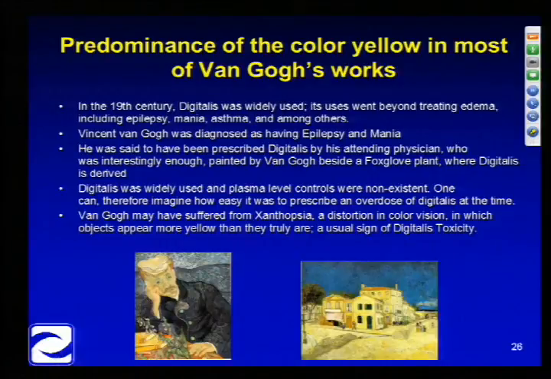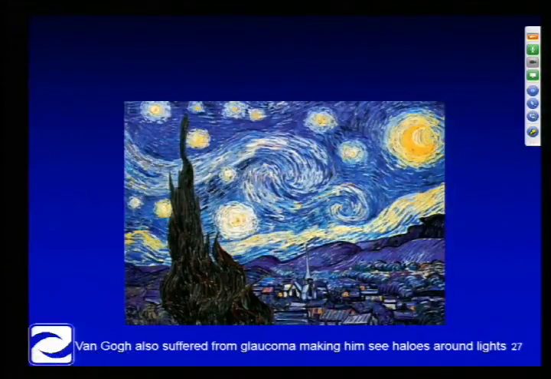At the time that he lived, there was no way to check digoxin levels, and probably hard to base dosing just using a plant extract. And so it's thought that perhaps Van Gogh suffered from xanthopsia, causing him to paint with yellow in so many of his paintings. He also suffered from glaucoma, so it might have made the starry nights look especially blurry to him.